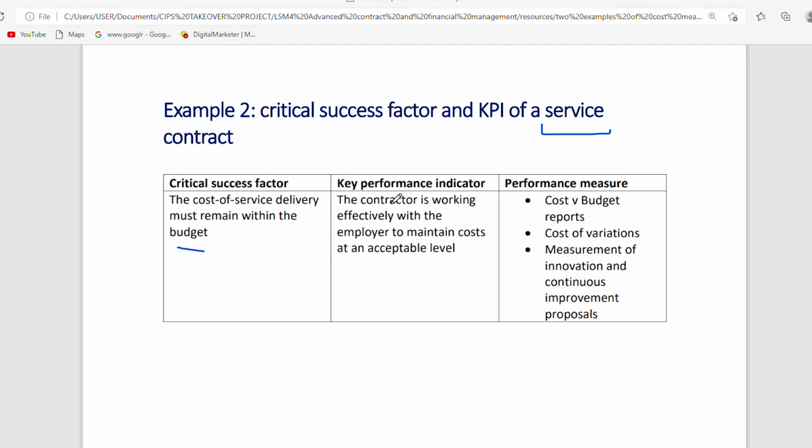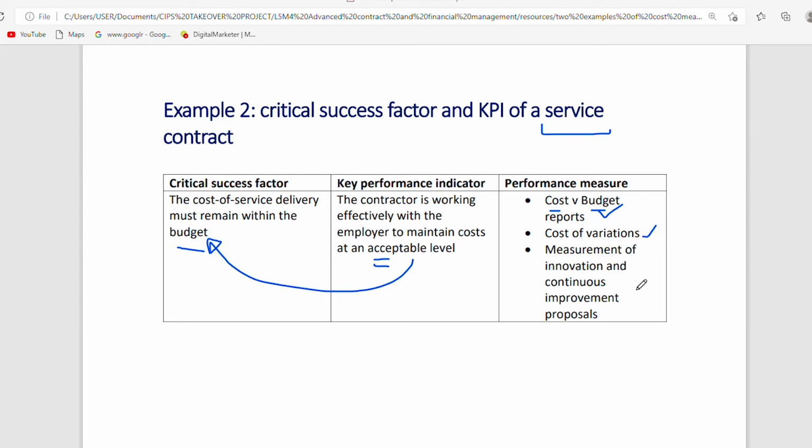So what exactly is the KPI here? The contractor is working effectively with the employer to maintain cost at an acceptable level. And the levels are determined by whatever we have in the budget. So what exactly are we going to measure to know whether we've achieved this KPI or not? We're going to measure cost versus budget reports. What exactly did it cost us as opposed to whatever you had projected? Cost variation, how's the change?